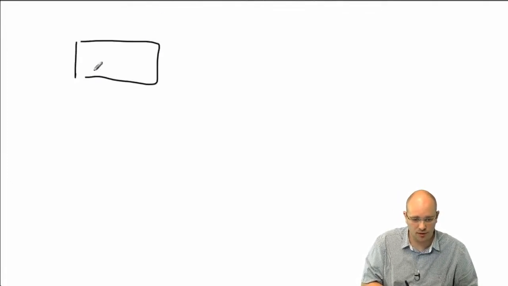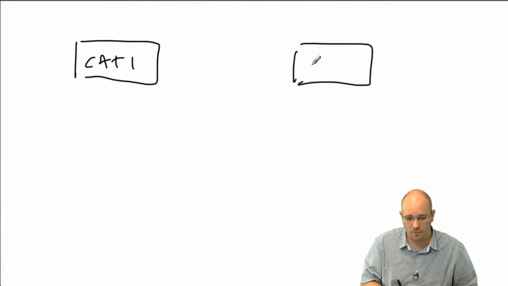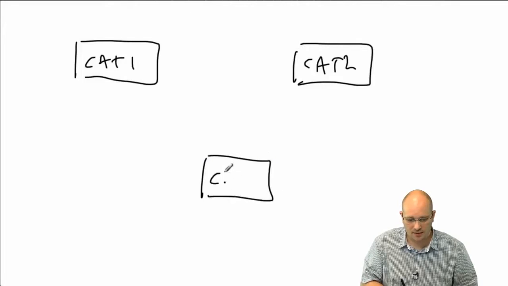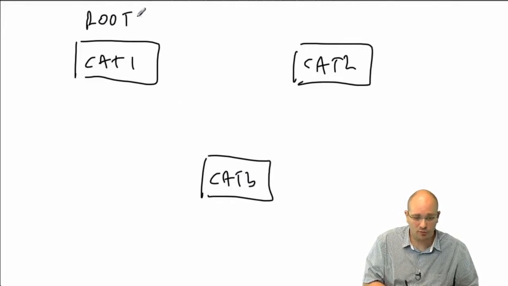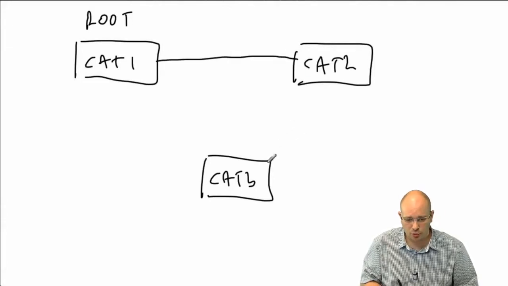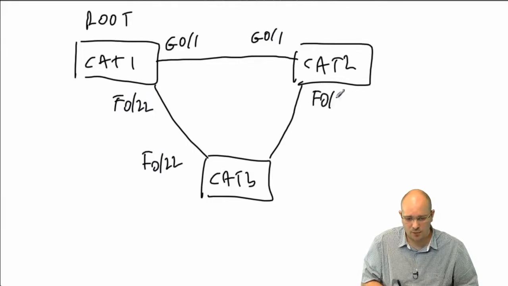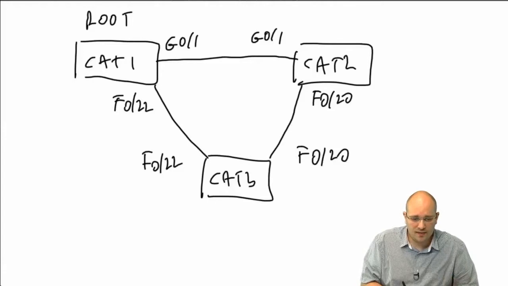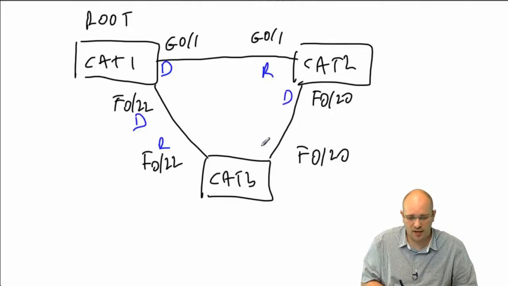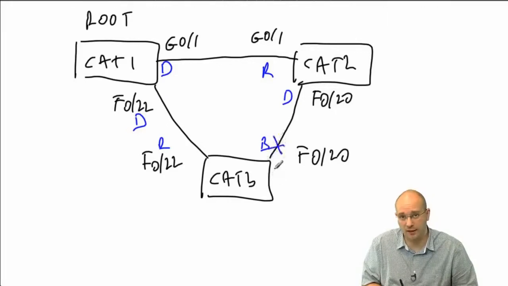I'm again going to be using just 3 switches. I'm going to have Cat1, Cat2, and Cat3. In this setup, Cat1 will be configured as the root, and the switches are going to be interconnected in a triangle like this. This is going to be Gigabit 0/1 on both sides here. This is going to be FastEthernet 0/22. And this here is going to be FastEthernet 0/20. Given this topology, this port will be a designated port, this port will be designated, these 2 ports will be the root ports, this will be a designated port, and this one here will be the blocking port.